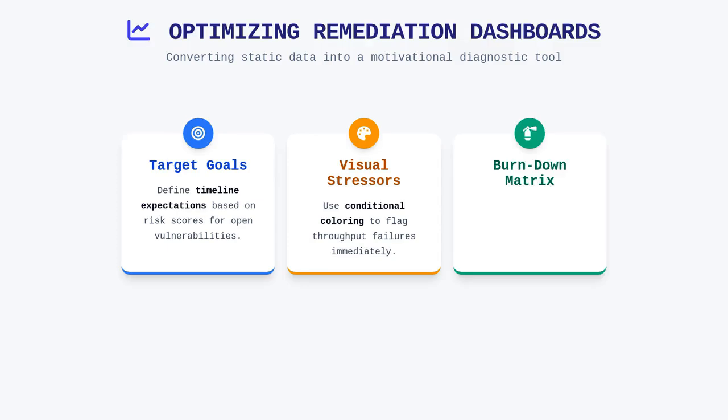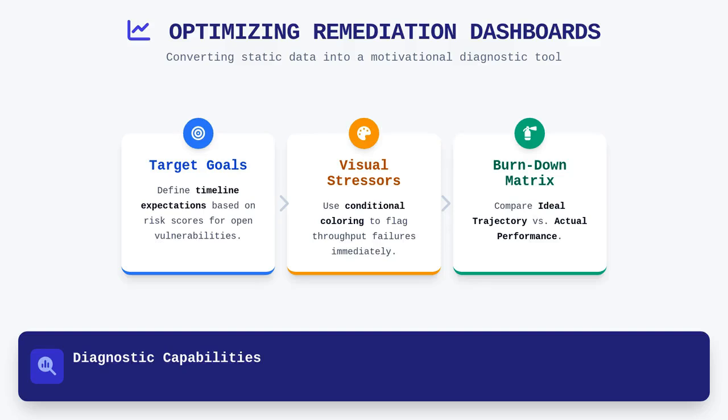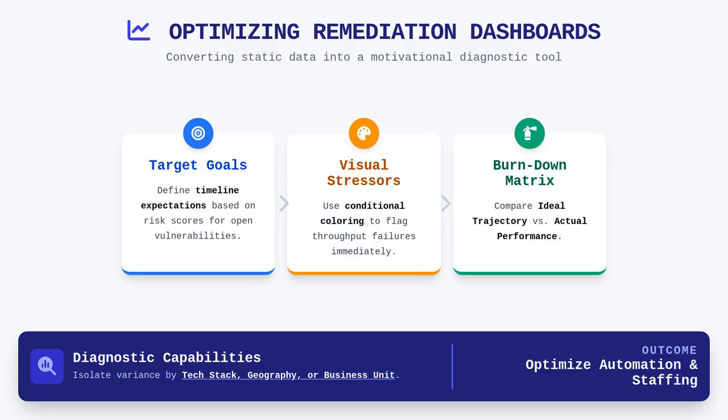It is helpful to visualize this using burn-down tracking matrices, which display the ideal recovery trajectory against the actual performance of the remediation activities. If your actual performance consistently falls below the target line, you can isolate if the variance is tied to specific technology stacks, geographic locations, or individual business units.